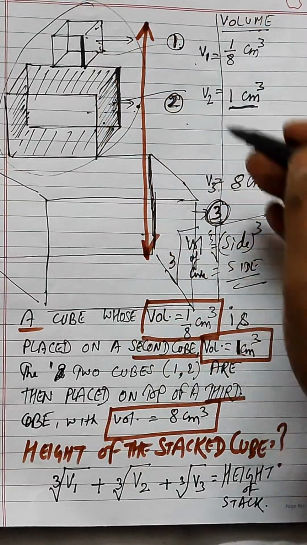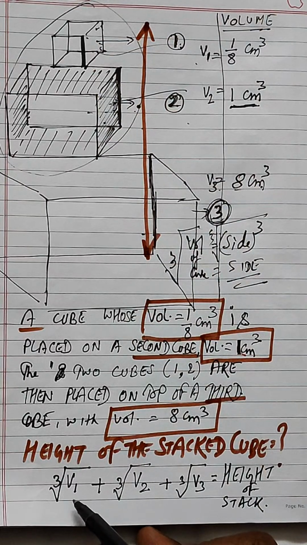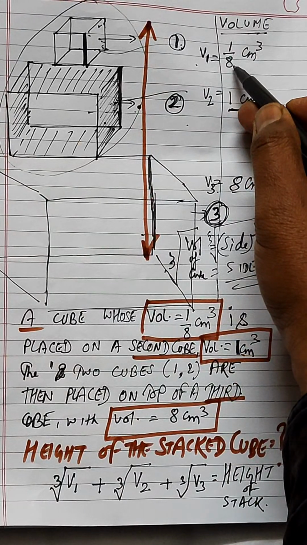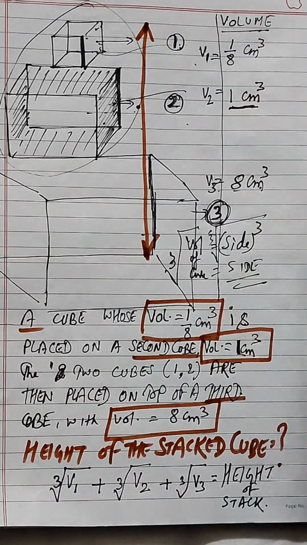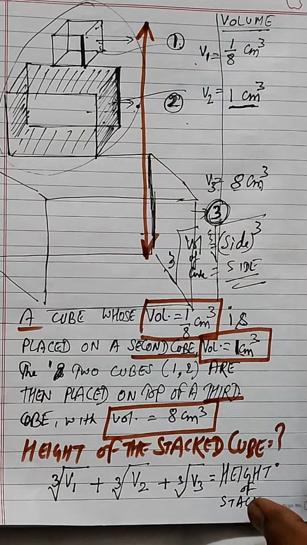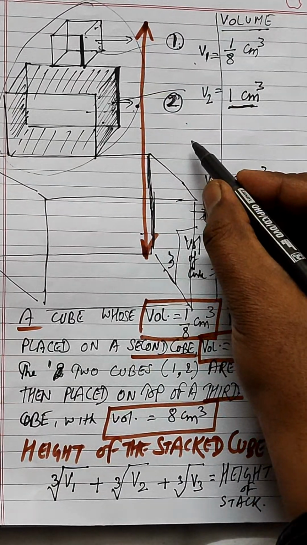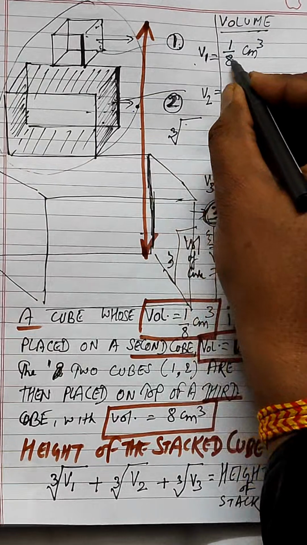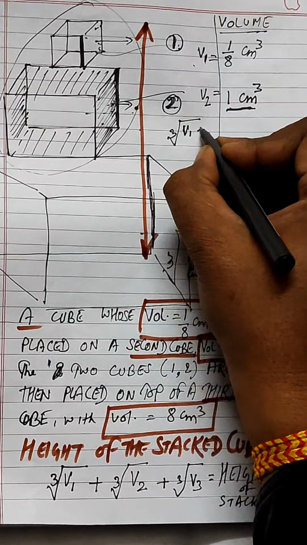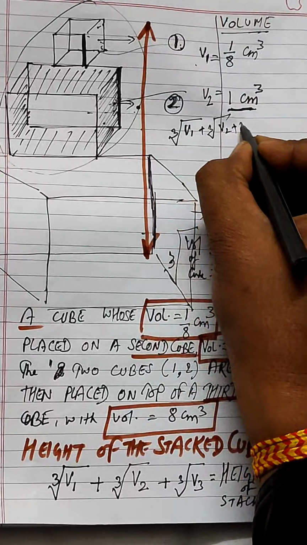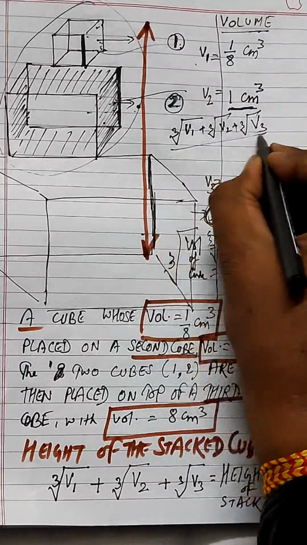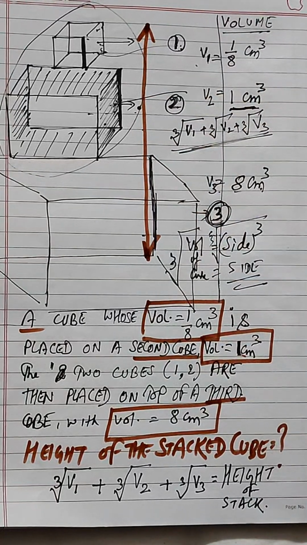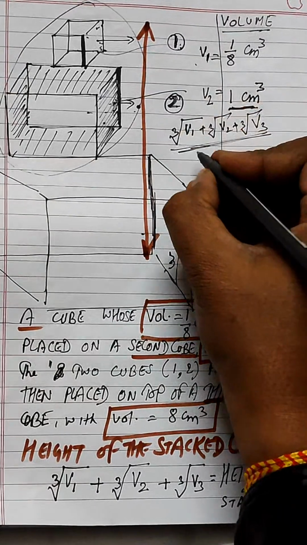So when you take the cubic root of V1, what will be the value? Cubic root of 1 by 8. Cubic root of 8 is 2. Actually, I am lacking space over here, so let me write it over here. I think this is fine. This is the cubic root of V1, which will be added with the cubic root of V2. This will be added with the cubic root of V3. This will give you this height shown highlighted in blue, brown. Right?